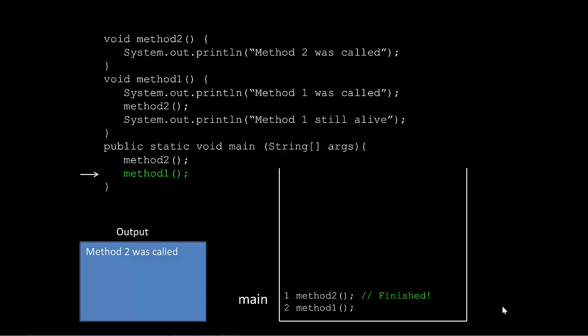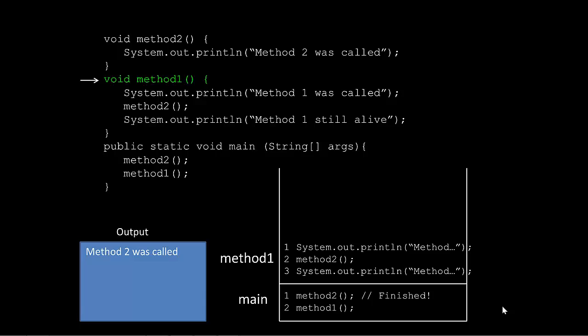But the next thing that main has to do is to call method 1. So what do you suppose is going to happen? Well, the same thing is going to happen. So we can come up here and we push method 1 onto the stack, and notice that method 1 has three things that it has to complete before it finishes. So the first thing that it has to do is to print something out to the screen. So we can go ahead and do that. "Method 1 was called" now appears as the output at the console, and then we call method 2.